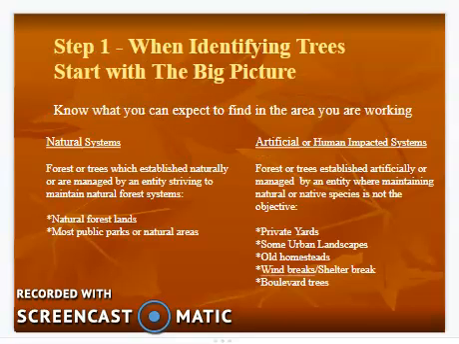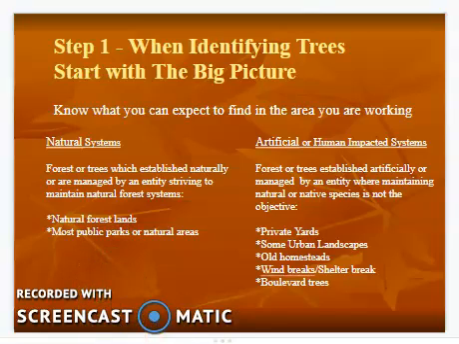When we start identifying trees, we need to start with the big picture first of all. So know what you can expect to find in the area you are working. If we're looking at a natural system, these are forests or trees which were established naturally or managed by an entity striving to maintain natural forest systems. Okay, these are mostly public parks or natural areas, natural forested lands. I shouldn't have said your yard. I'm talking more about most people's groves, which have naturally developed over time.